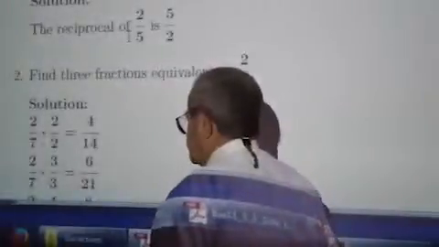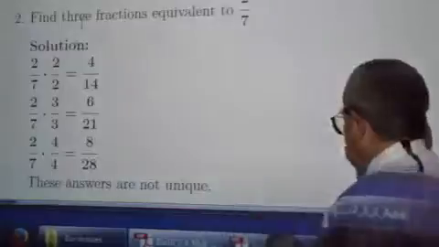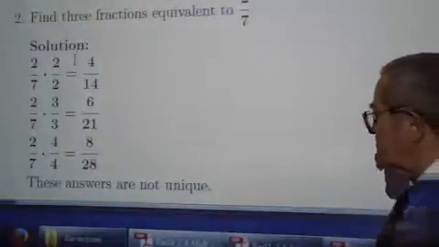So 3 over 3, that's 6 over 21, multiplied by 4 over 4, that's 8 over 28. These answers are not unique.